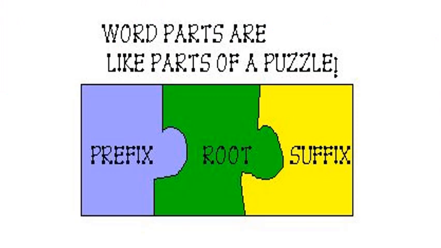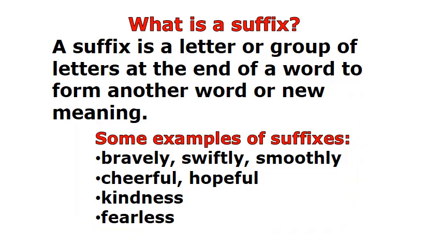First of all, let's revise this puzzle. As we said before, the root word, the main word, we call it the root. The group of letters we add before the word is called a prefix, and the group of letters added to the end of the word is called a suffix. What is a suffix? A suffix is a letter or a group of letters at the end of a word to form another word or a new meaning. Either it changes the meaning of the word or it changes the part of speech, which means it changes it from noun to verb, from verb to noun, from adjective to adverb, and so on.